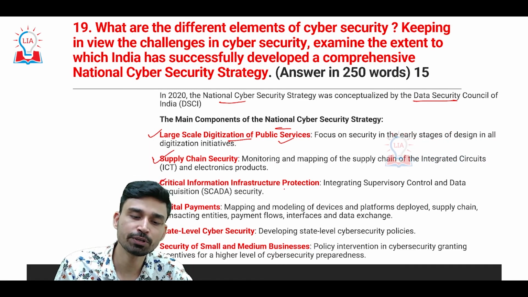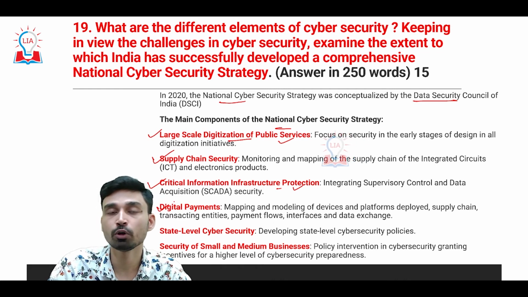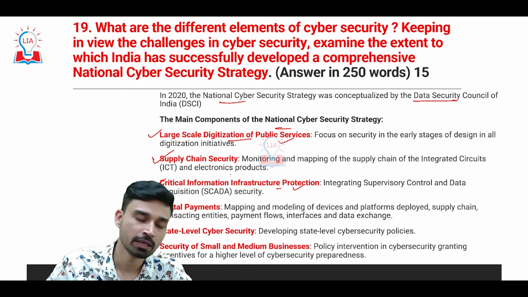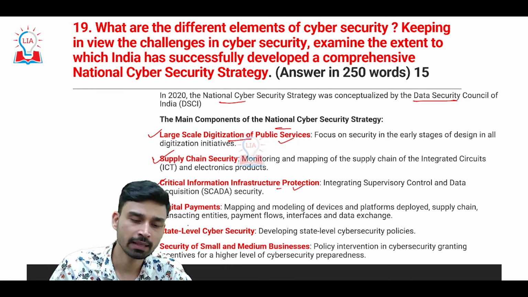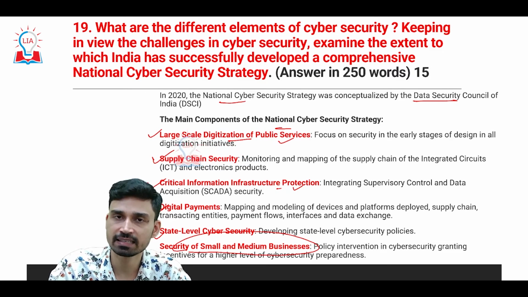Third is critical information infrastructure protection. Fourth is ensuring the safety and security of digital payment, because especially after demonetization, a lot of people of India have shifted to digital payment, and this has become a norm rather than an exception. Then we have state level cyber security, and then we have security of small and medium businesses as well. So these are the main components as far as the NCSS is concerned.